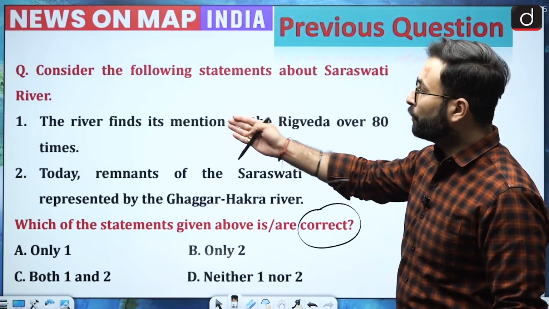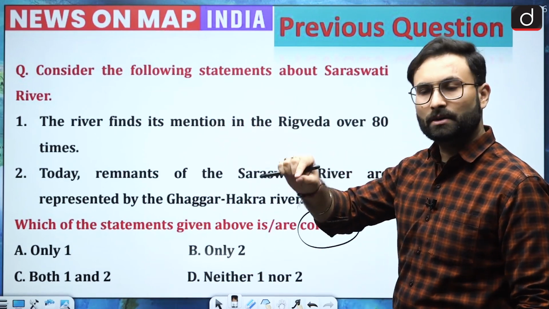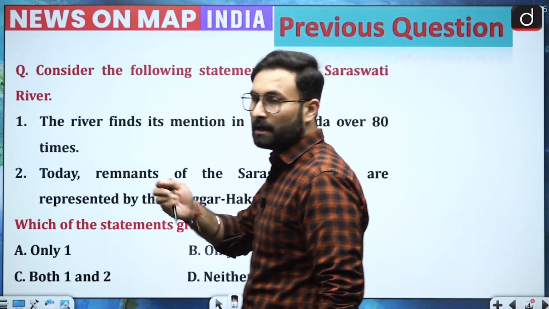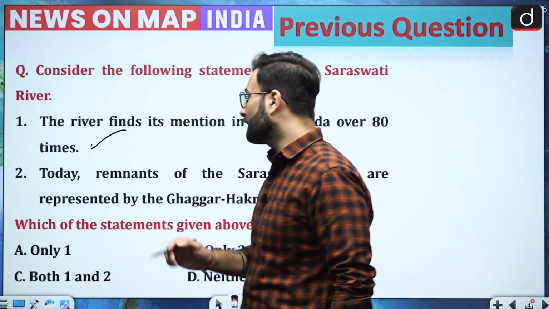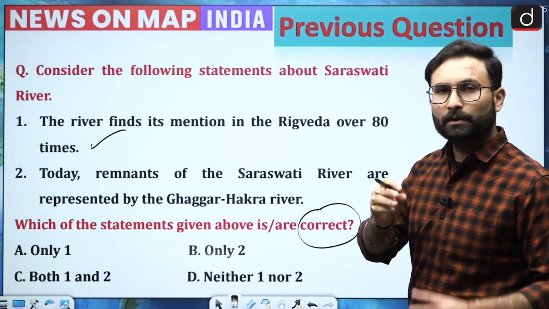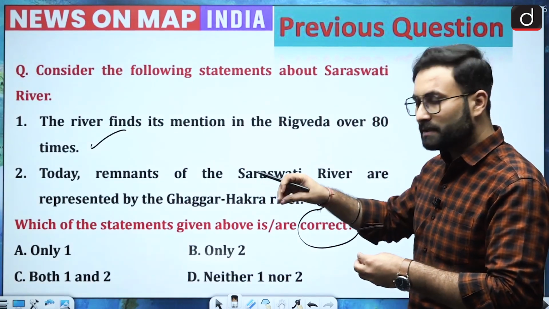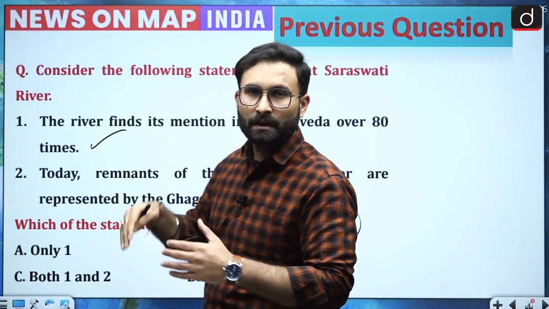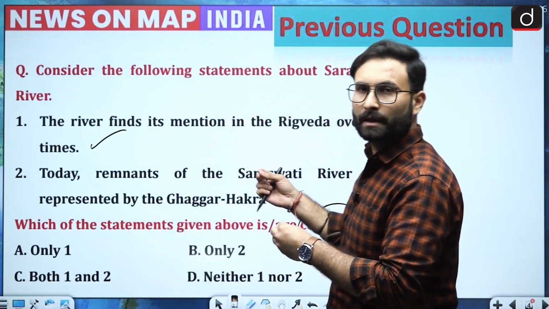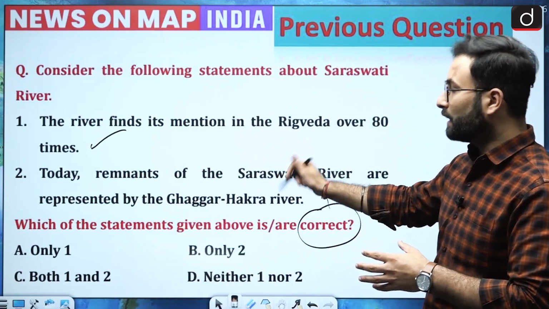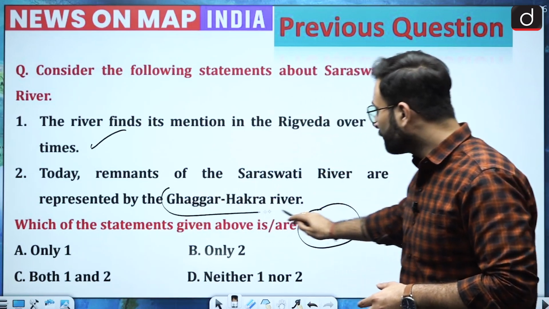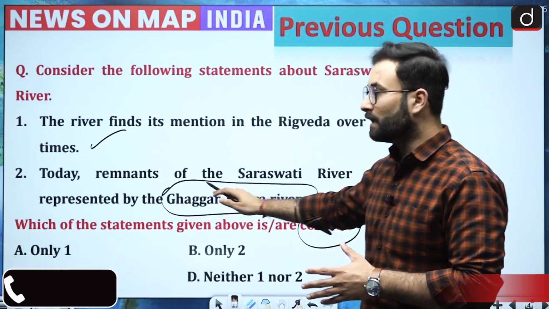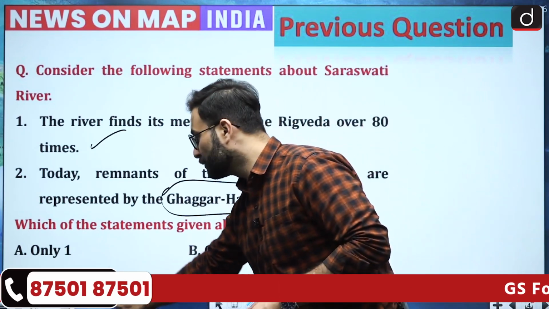If you look at the first statement, it says that the mention of the Saraswati river is there in the Rig Veda. So that is true. Second, today, the remnants of this particular region are found in the Rajasthan region, and when we talk about the old Indus Valley region, that is where some of the remnants have been found. We will talk about that on the map, but that is represented by the Gaggar-Hakra river. So both the statements here are correct. Option C would be the right answer.